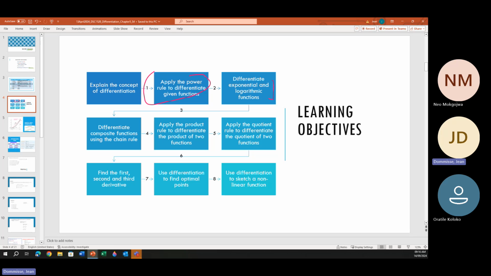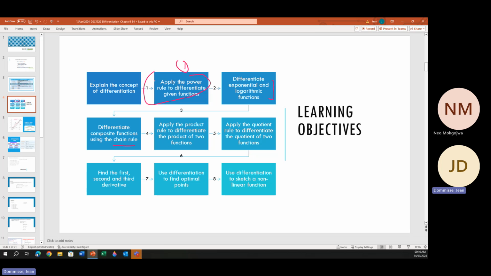Then we're going to bring in the chain rule, and we're going to look at that. So the first one, power rule. Second one, chain rule. Then we're going to look at the product rule. So it's important to look at the product rule, and then the quotient rule. So those rules we're going to cover, and we're going to look at examples of them.